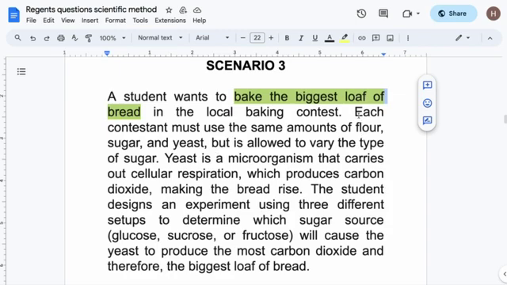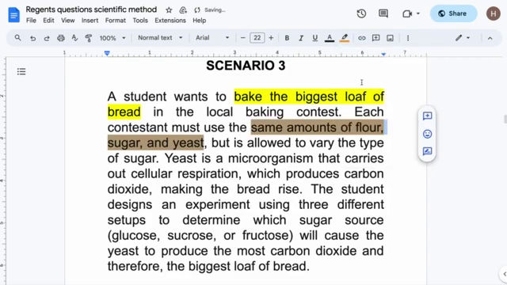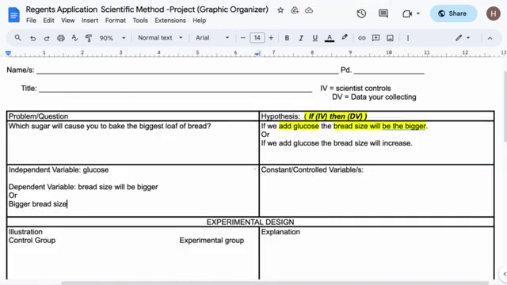It really basically gives that away in this paragraph. If you notice, it says each contestant must use the same amounts of flour, sugar, and yeast. You're using different types of sugar. Some contestants are using glucose, some are using sucrose, some are using fructose, but each one must use the same amount of flour, sugar, and yeast. Let's highlight this a different color. Let's give it orange. So I'm going to take same amounts of flour, sugar, and yeast, and we're going to say that's our constant.